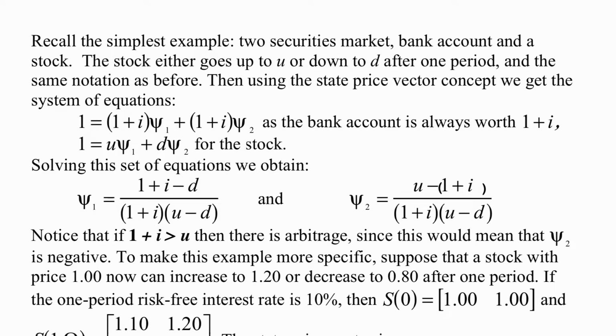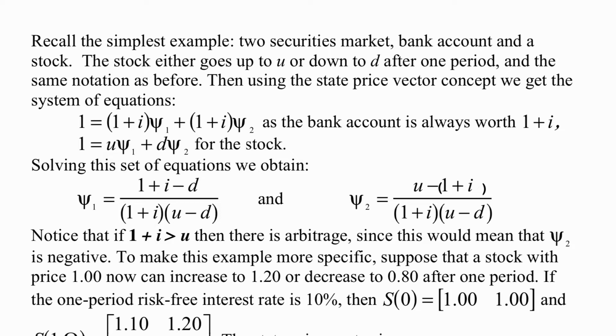So here is again that simplest case, two securities, market, bank account, and the stock. The stock either goes up to U or down to D after one period, and the same notation as before. Then using the state price vector concept, we get the system of equations.